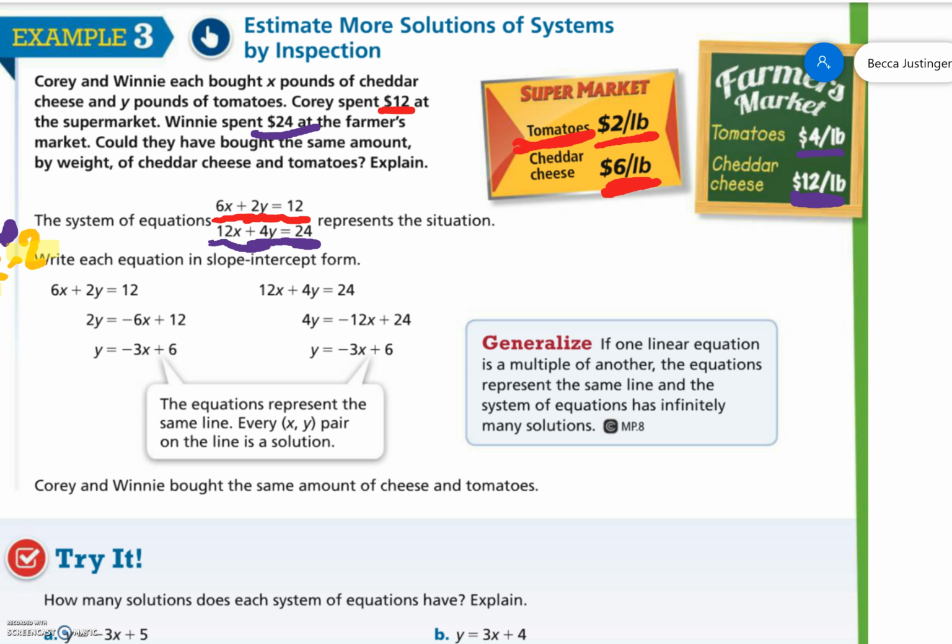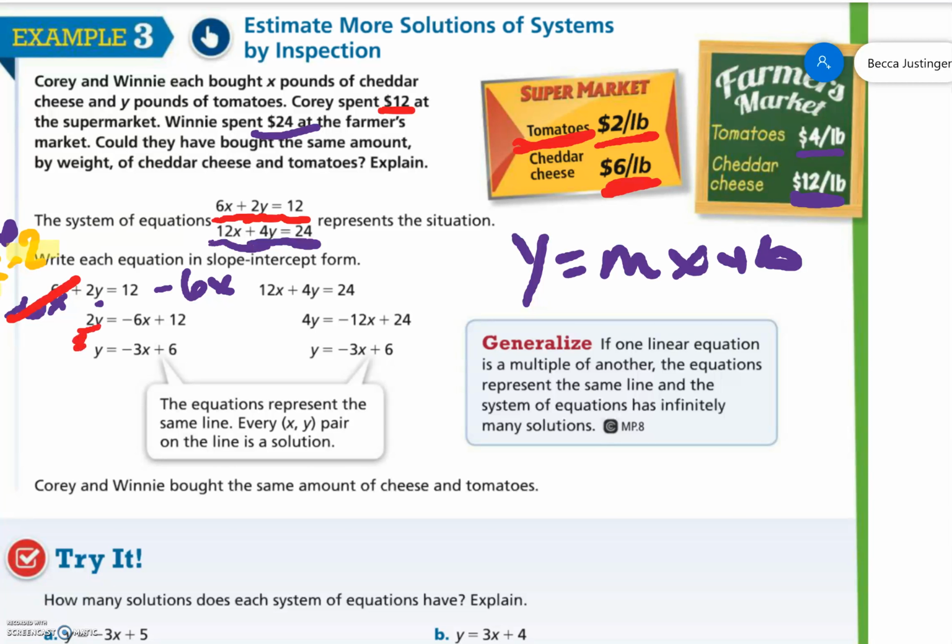In order to do this inspection, we need to find the slope and the y-intercept of each equation. So that means we need to put it in the form y equals mx plus b. So we're trying to solve for y. The first thing we do is subtract 6x from both sides. This cancels out and you bring down the 2y equals negative 6x plus 12. Then we want to solve for y, so we divide every single thing by 2. That gives us y equals negative 3x plus 6.